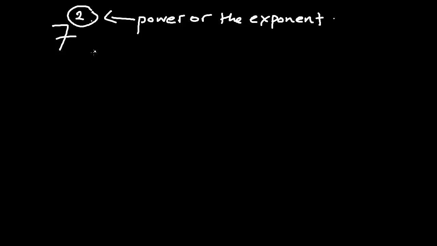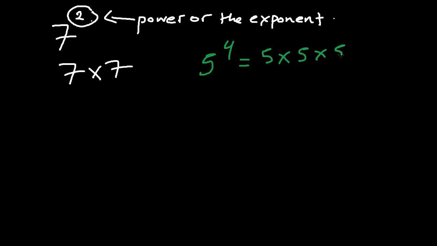So what does the 2 mean here? Well, it just means we multiply the 7 by itself 2 times, right? So 7 to the power of 2 is the same thing as 7 times 7. Let's say we had 5 to the power of 4. What does this mean? Well, it just means 5 multiplied by itself 4 times, right? So 5 to the power of 4 is the same thing as 5 times 5 times 5 times 5.